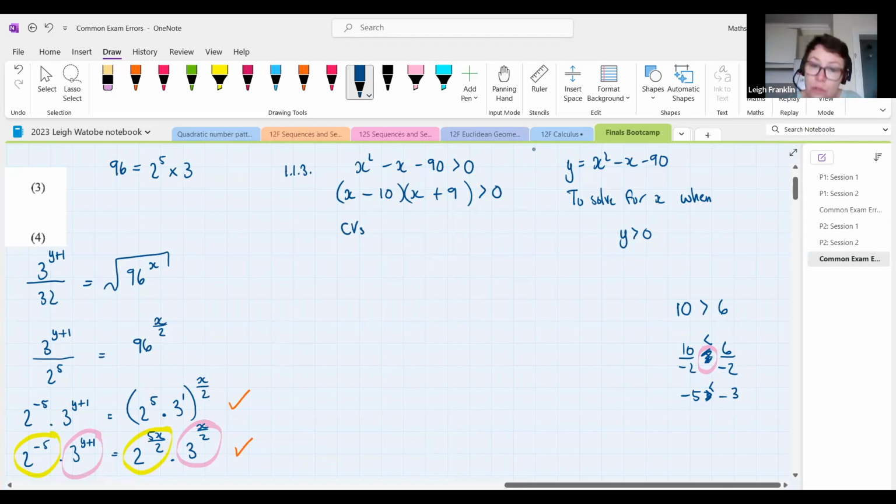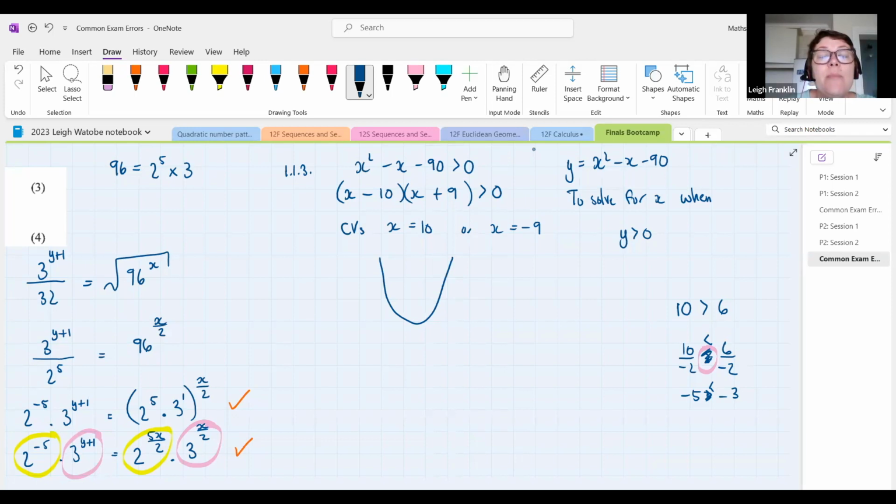This is not our solution. The critical values are where y changes sign. So at x equal to 10, y will change sign, and when x is equal to -9, y will change sign. Okay, the best thing for you to do, I always draw a parabola. I don't draw a number line, but it's up to you, is draw your parabola. Now, you know that your parabola is happy-faced because in front of the x squared, there's a +1. The smaller number always goes on the left. The bigger number always goes on the right.